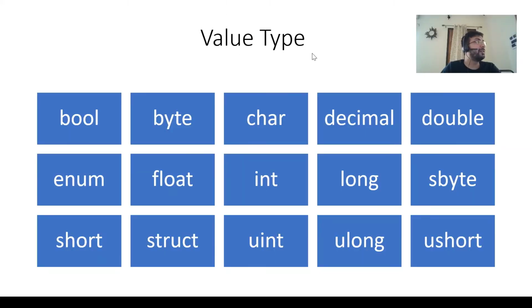And the various value types are: bool, byte, char, decimal, double, enum, float, int, long, sbyte, short, struct, uint, ulong, ushort. So these are all value types.